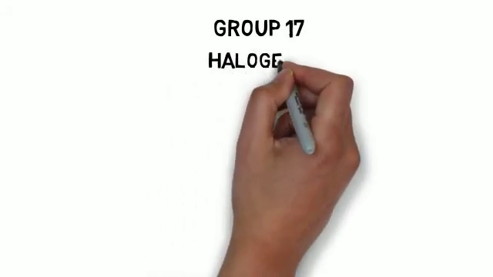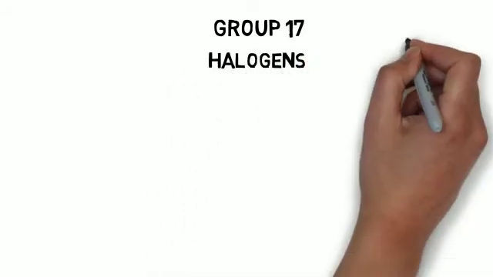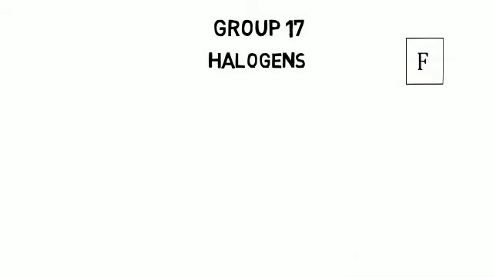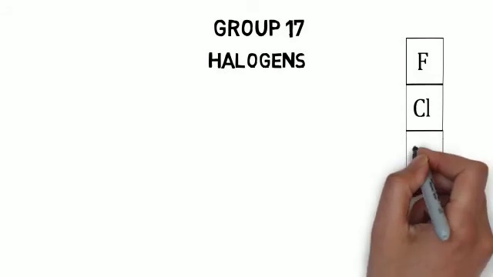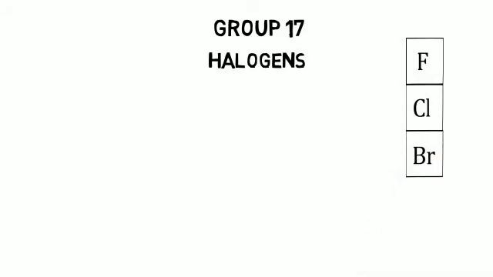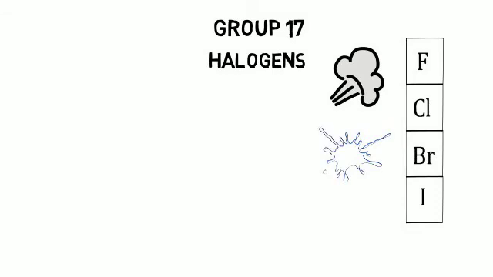Group 17 is our halogens. And in this group, we have elements such as fluorine, chlorine, bromine, and iodine. Now, what's really interesting about this group is that we have different elements in different states. So fluorine and chlorine are a gas, bromine is a liquid, and iodine is a solid.